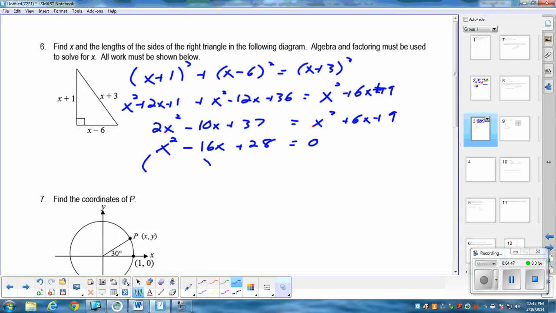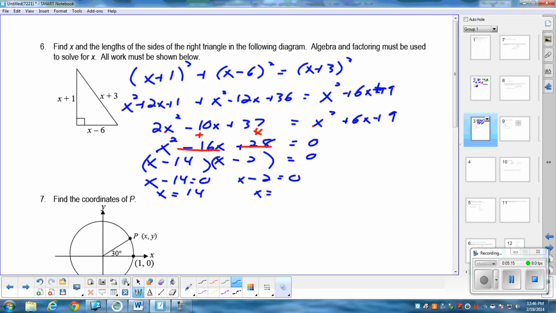We then factor this to get x minus 14, x minus 2. Remember, the factors that we are looking for are the numbers that when you add them up, you get negative 16, and when you multiply them out, you get positive 28. So we have x minus 14 equals 0, or x minus 2 equals 0, because the factors, when you multiply them together, equal 0. In this case, x equals 14. In this case, x equals 2. But we have a side x minus 6, and if x equals 2, then that side is negative 4. We can't have a negative side, so x is 14.